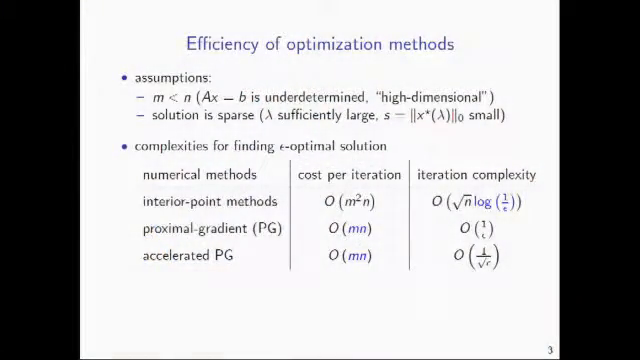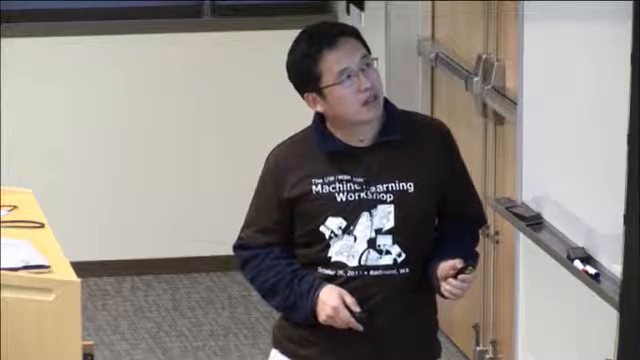OK, let's make the assumption that, of course, m is less than n. This is the so-called compressed sensing setting. You have fewer observations. And we assume that the solution is sparse. Otherwise, there's no point in using L1 regularization. We assume lambda is big enough, so you get a sparse solution. Let's look at the current numerical optimization algorithms for solving this problem.